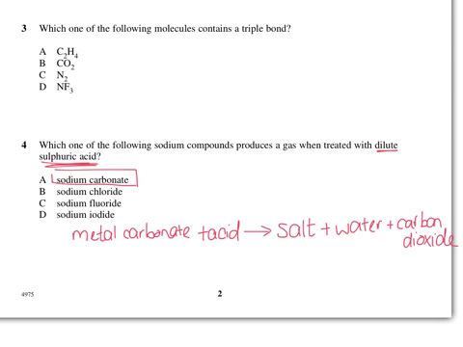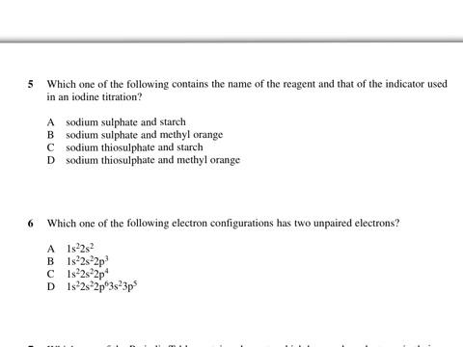Sodium carbonate will react with dilute sulfuric acid to give us a salt, which will be sodium sulfate, because we're using a sodium compound and sulfuric acid. We'll get water and we'll get carbon dioxide gas being given off, which obviously is a gas, and so your answer is A.